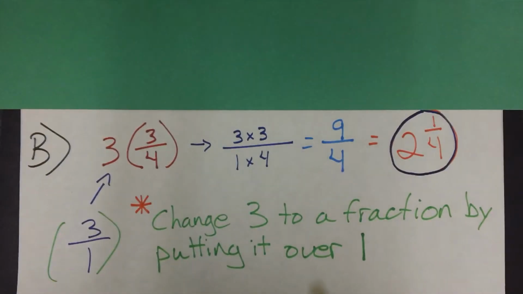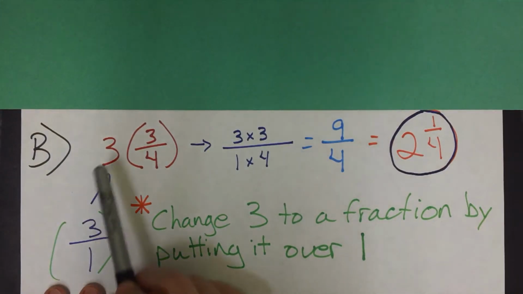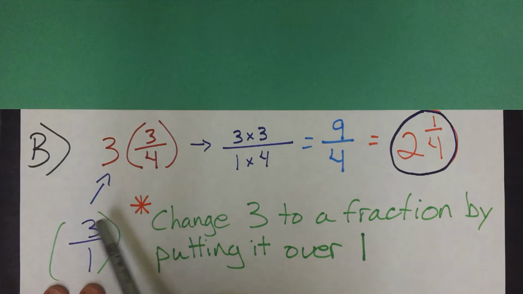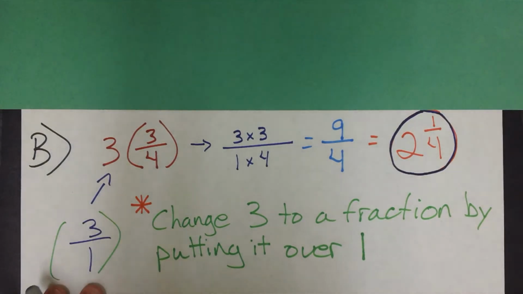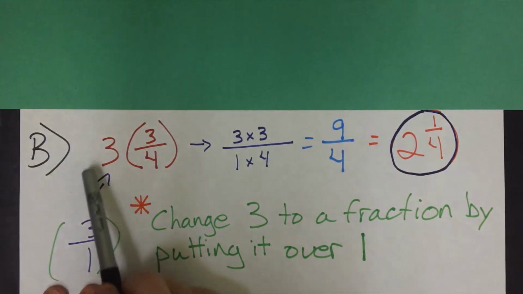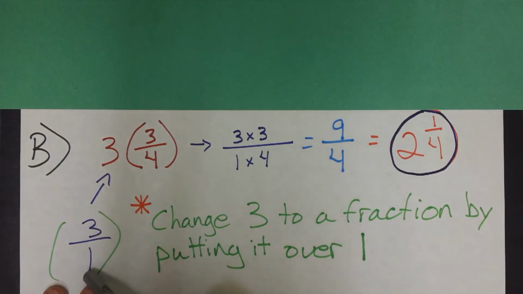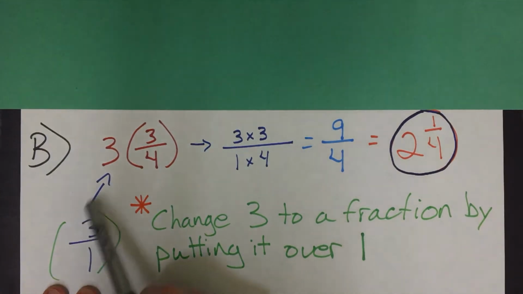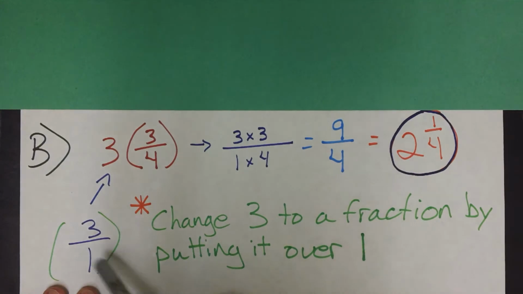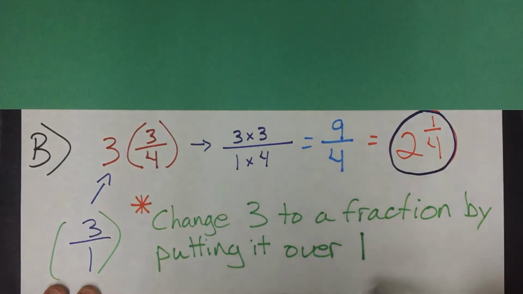Let's look at example B. Here the difference is we have a whole number of 3 times a fraction of 3/4. What we're going to do is make this 3 a fraction by simply putting 3 over 1. So the new fraction is 3 over 1 times 3 over 4. So we do 3 times 3 is 9. 1 times 4 is 4.